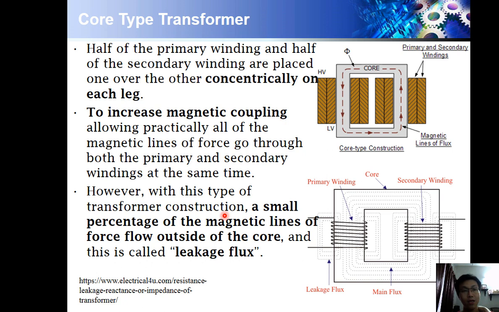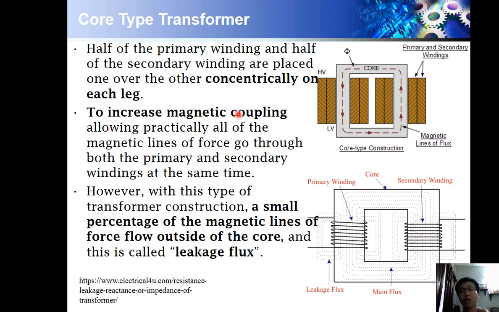Okay. So the core type transformer can be illustrated like this. Half of the primary winding and half of the secondary winding are placed one over the other, concentrically on each leg. Concentrically means it covers one leg, like this, or it covers like this, concentrically. And then, to increase the magnetic coupling, allowing practically all the magnetic lines of force to go through both the primary and secondary winding at the same time, which means this core type can increase the magnetic coupling.